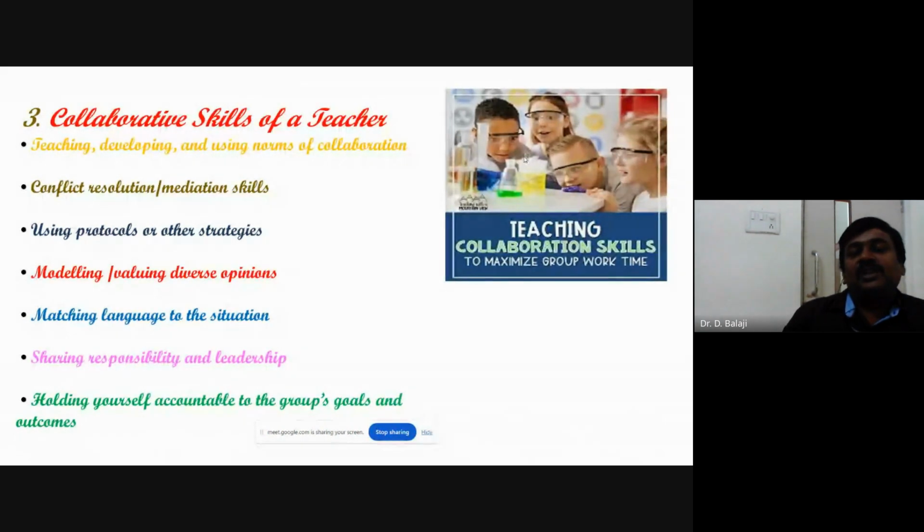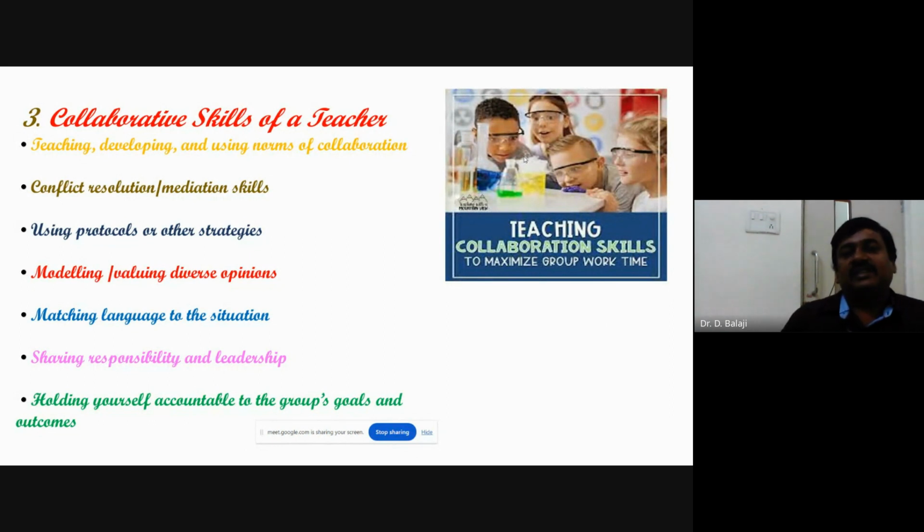Conflict resolution, mediation skills. When two persons come closer, I mean to say, in a school, 30 to 40 students will be there. When 30 to 40 students come closer, their culture will be different, their ideas will be different, their thoughts will be different, everything will be different.